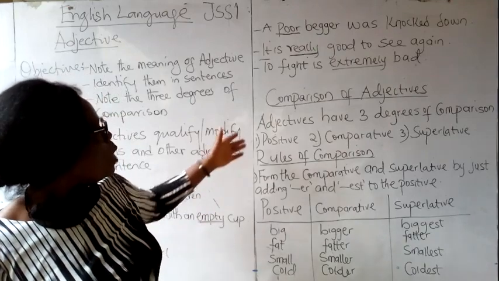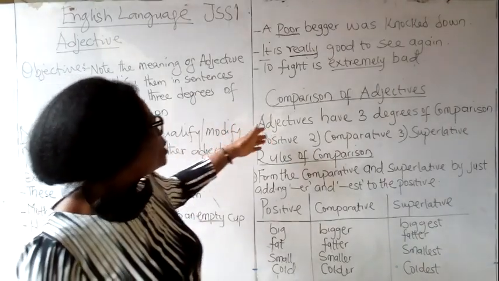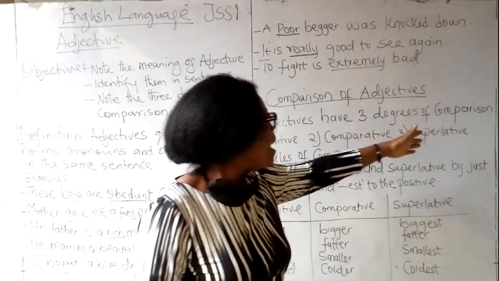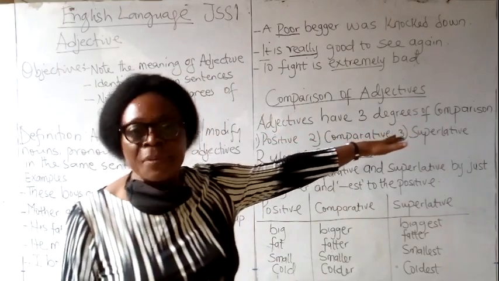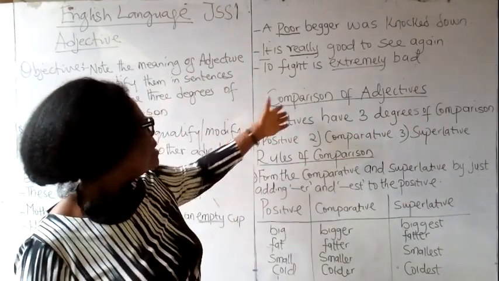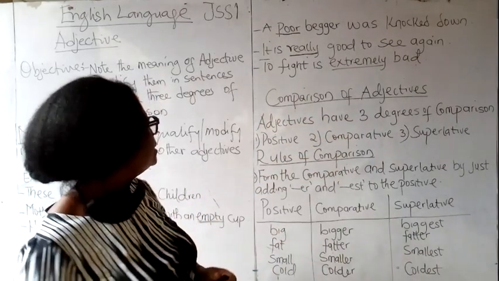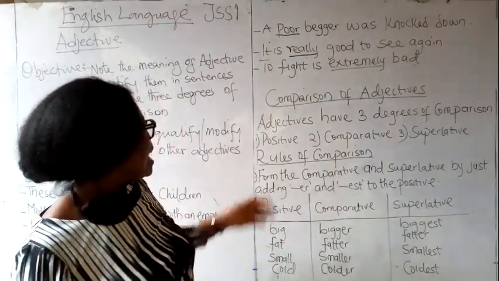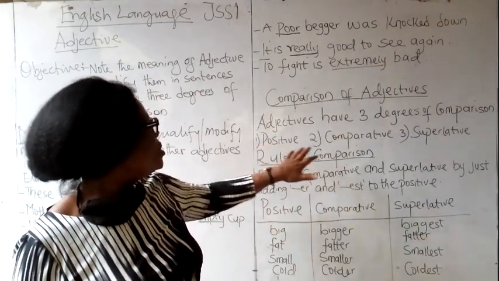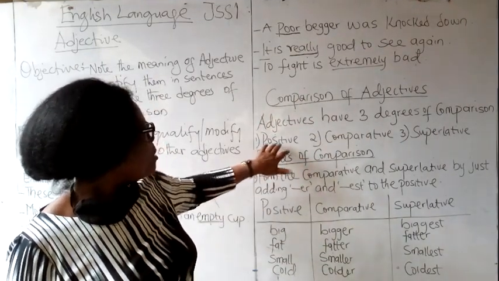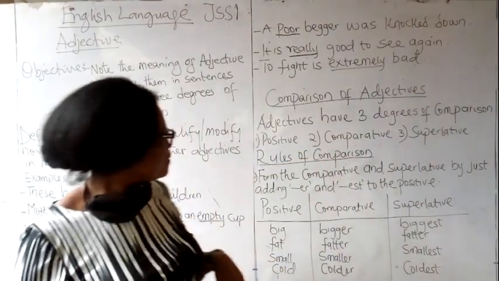Going further, we want to have a look at the degrees at which we can compare adjective or use adjective as a comparative device. And that's why we have comparison of adjective. Adjective can be used to do that. And it can be done in 3 degrees. The positive, the comparative, and the superlative.